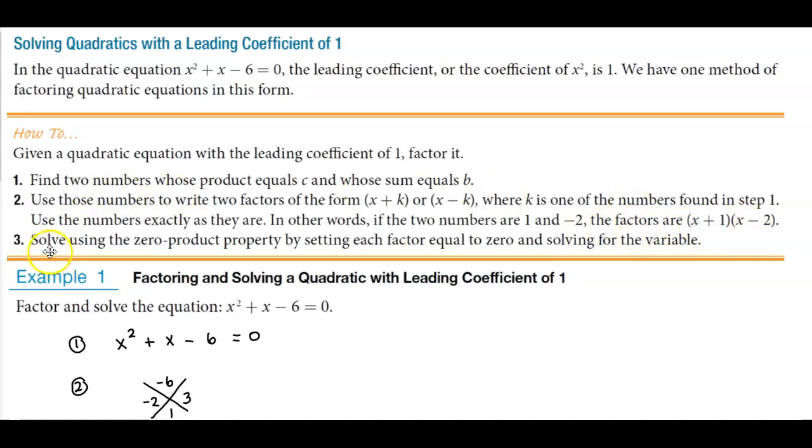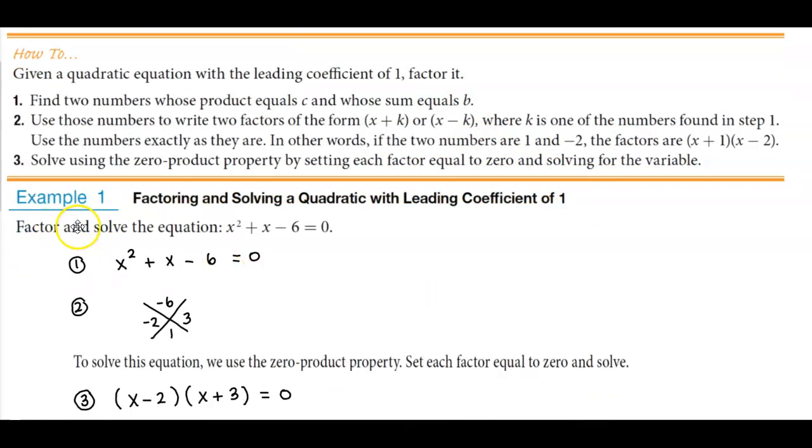And number 3, we're going to solve using the zero product property by setting each factor equal to 0 and solving for the variable. So for example number 1, we're factoring and solving a quadratic with a leading coefficient of 1. So we're going to factor and solve the equation x squared plus x minus 6 equals 0. So we factored this already when we talked about factoring, only now we add an equals 0, so it turns into an equation. So we're going to follow the same steps as what we've done with factoring.